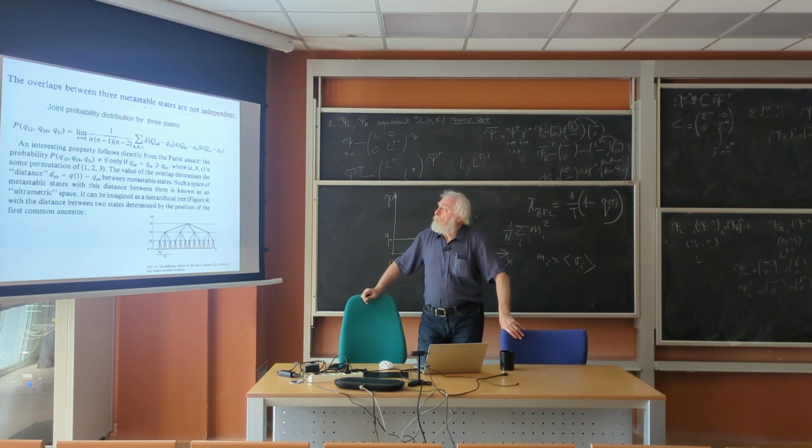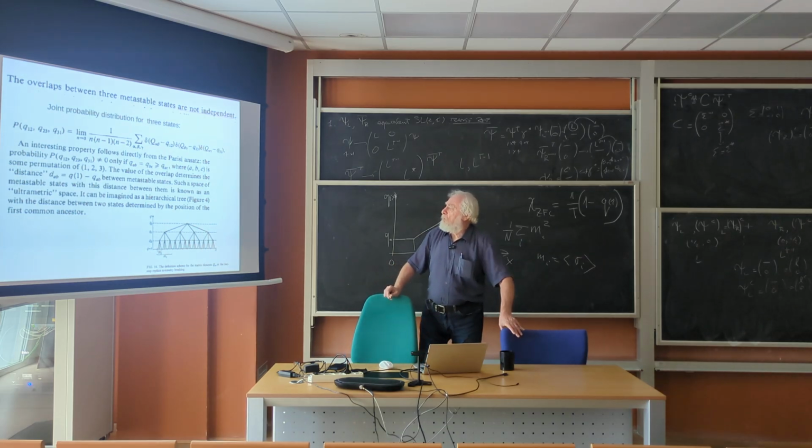So the simplest statement is that among all these triangles, if we imagine a triangle and the distances between three points, all these triangles have at least two equal sides. There are no triangles with three different distances. It is not a Euclidean metric, it is what is called ultrametricity.